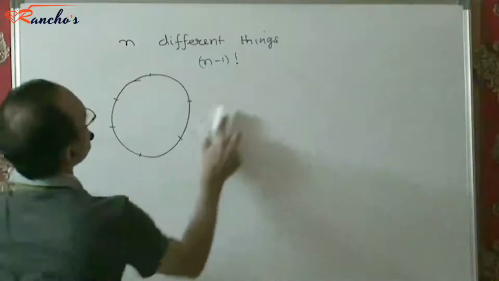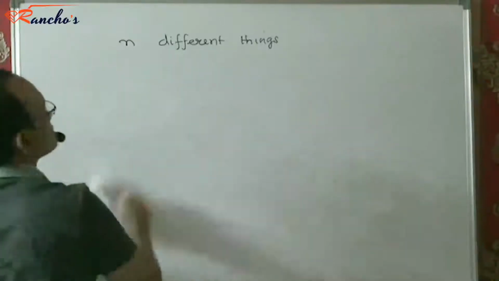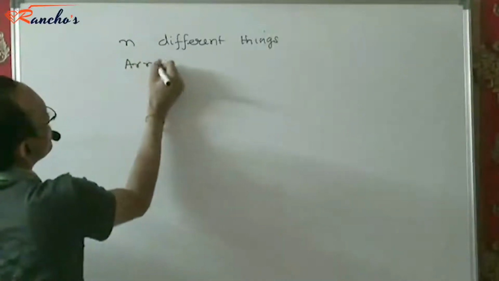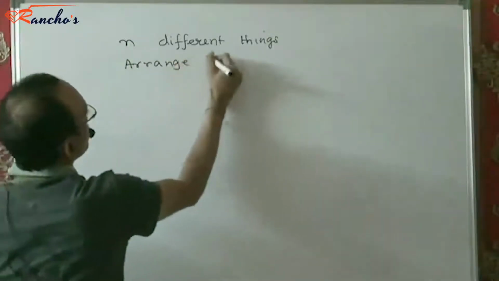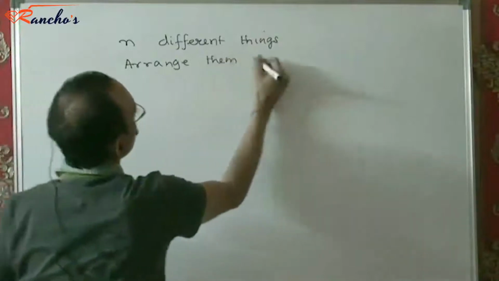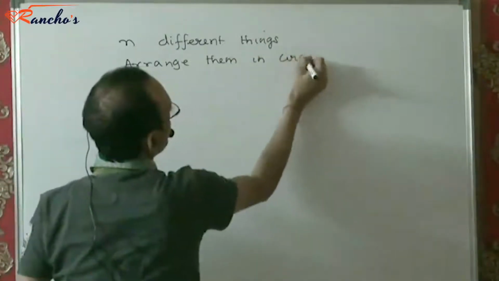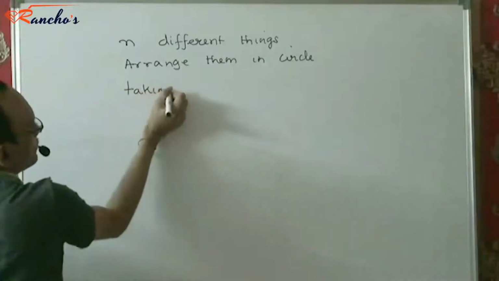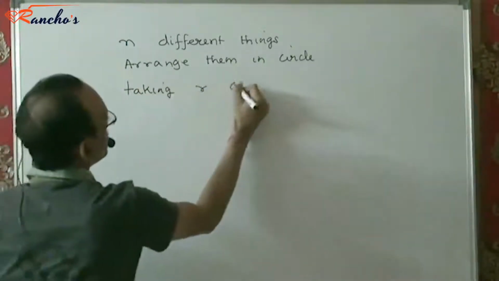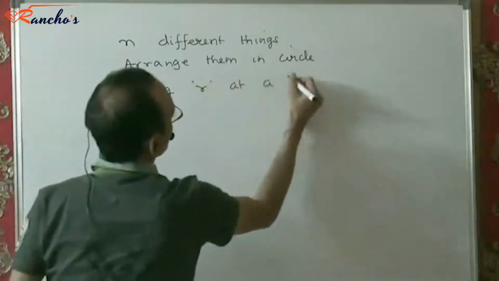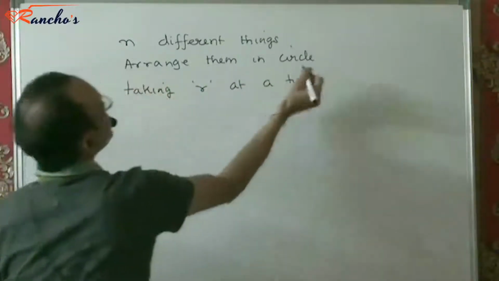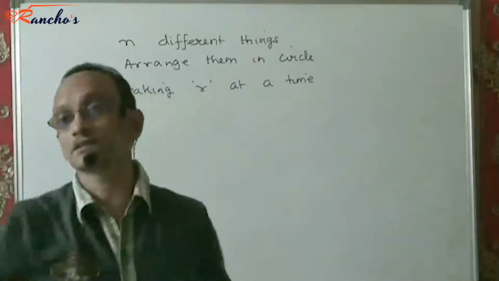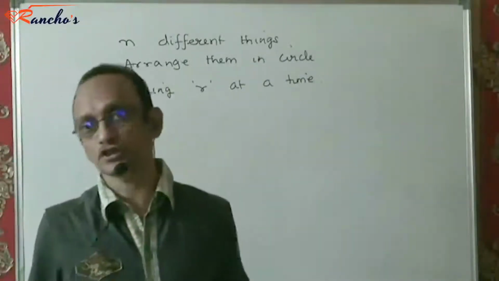Now suppose we have n different things, and we want to arrange them in a circle, taking r at a time. What would be the number of permutations of n different things taken r at a time in a circle? What would be the count for this?